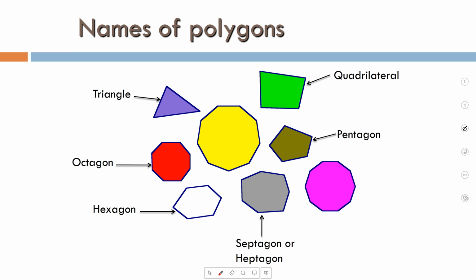The yellow thing smack dab in the middle, 9 sides. Sam, any idea? A nonagon, very nice. Notice the spelling there: N-O-N-A-G-O-N. And then last but not least, the magenta thing is called what, Vic? Any idea? It starts with a D. If you put 52 cards together, you have a deck. A decagon. Good.